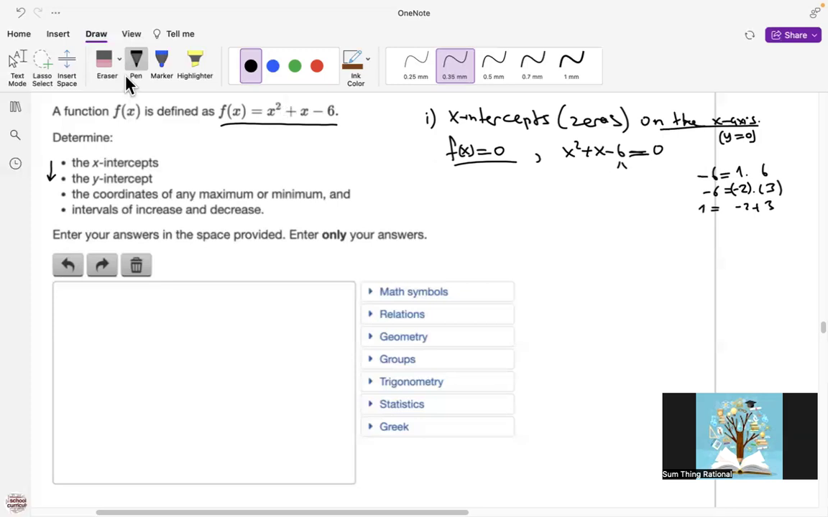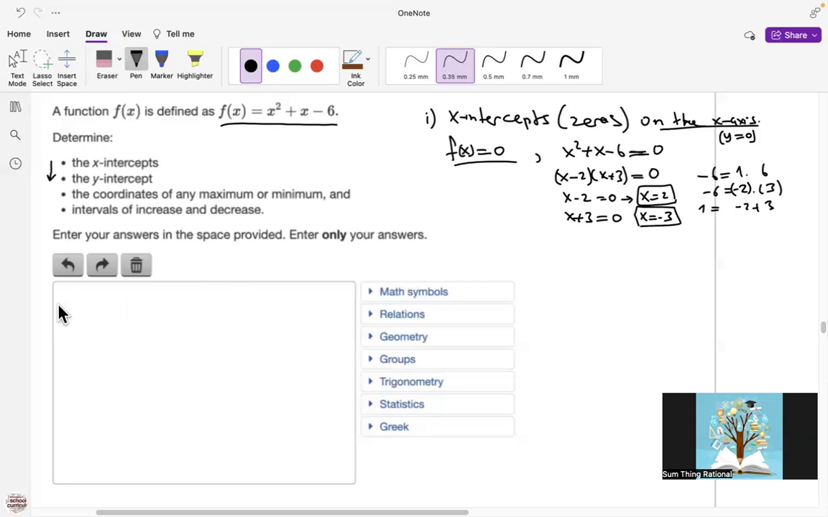Because of that, you can write x squared plus x minus 6 as (x minus 2) times (x plus 3). If you multiply it out, you will have x squared plus x minus 6. So to find the zeros of this function, or the x-intercepts, each factor should be equal to 0. If x minus 2 is equal to 0, x must be 2, which is one x-intercept. x is equal to -3 is the other x-intercept.